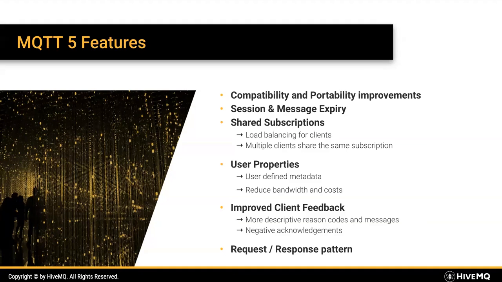Because there are more reason codes and more descriptive ones than there have been before. And it is now allowed optionally to add a string where you can have a custom reason, just to tell what's going wrong or what's going right. And negative acknowledgements were also a part. The broker, or even the client, are now able to tell each other that they are currently overloaded or not able to handle a message, so the other side can retry later.